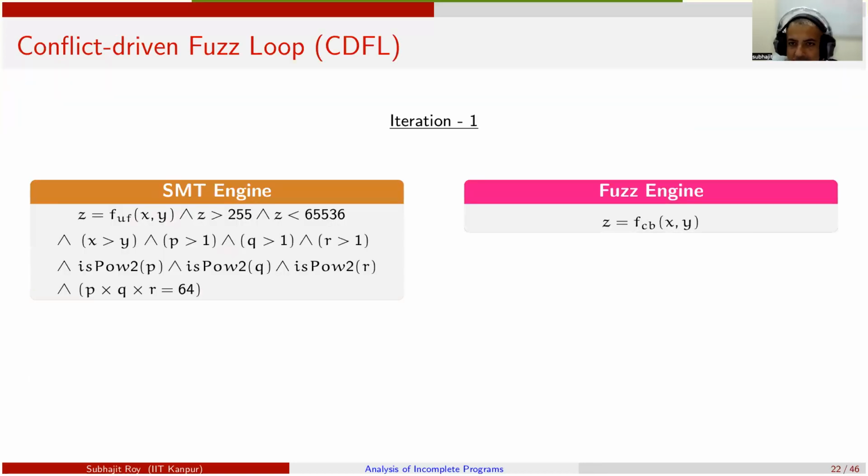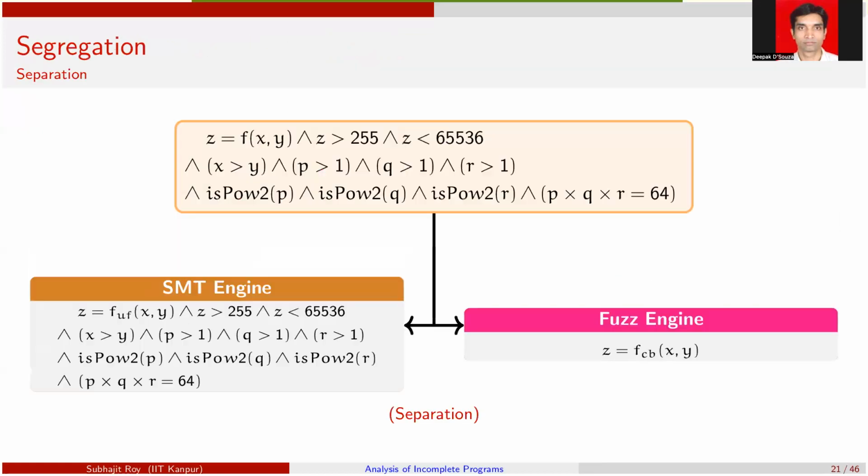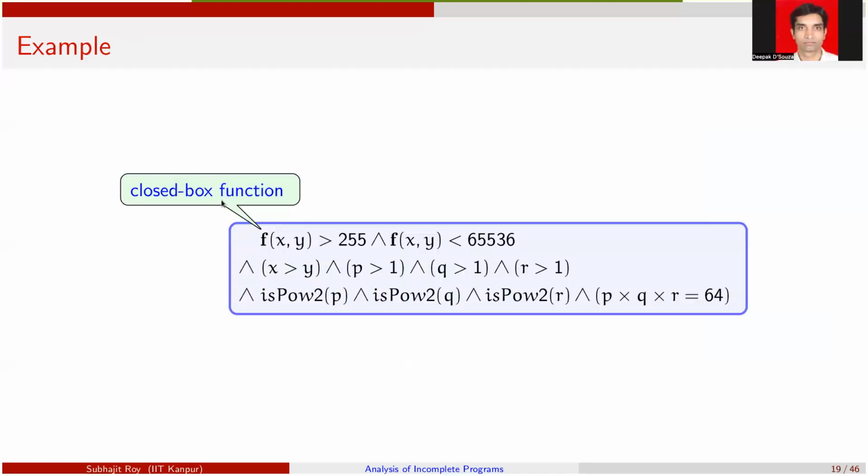Now let me walk you through how this whole thing gets solved. To begin with, we run. Sorry, Subhajit, what was the original formula? At the top. So f is the unknown function, is it? F is a CB function. Here we had both f of x y and a comparison with 255, so we separate it out into two different theories.